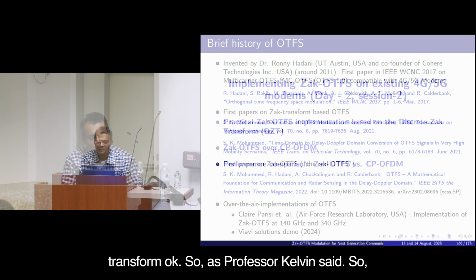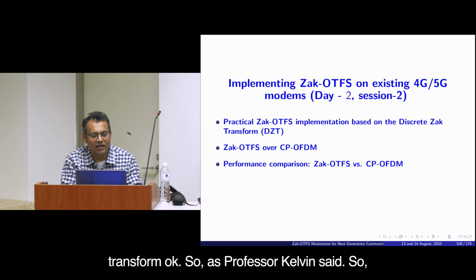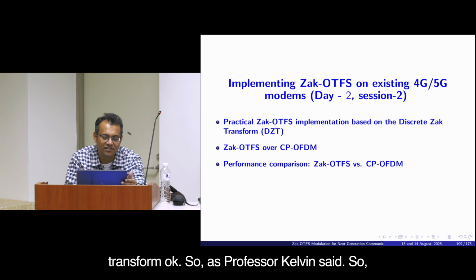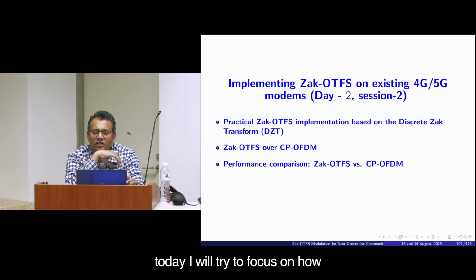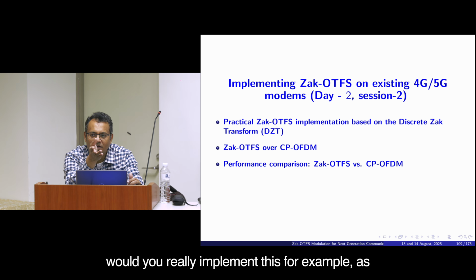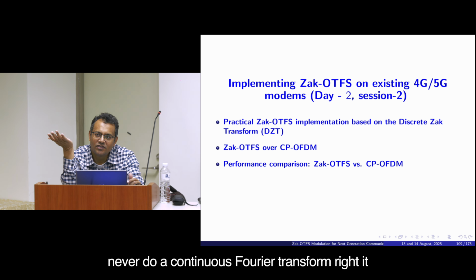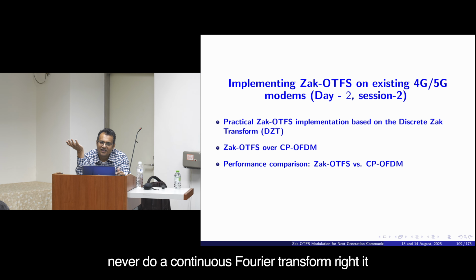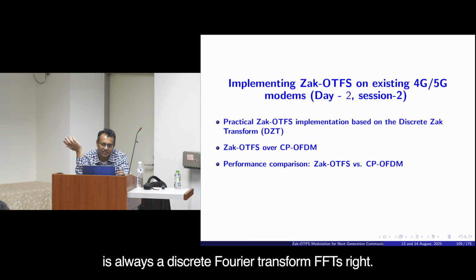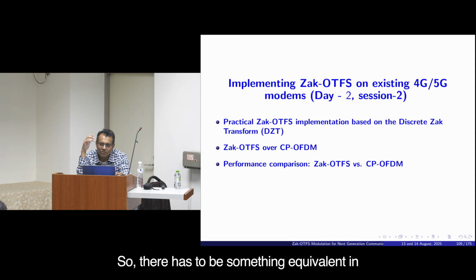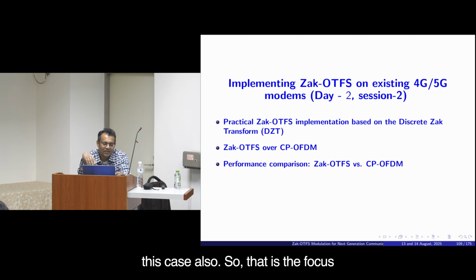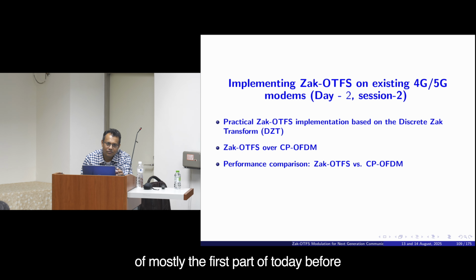Okay, so as Professor Kelvin said, today I will try to focus on how you would really implement this. For example, when we implement OFDM, we never do a continuous Fourier transform, right. It is always a discrete Fourier transform, FFTs. So there has to be something equivalent in this case also. That is the focus of mostly the first part of today, before lunch.